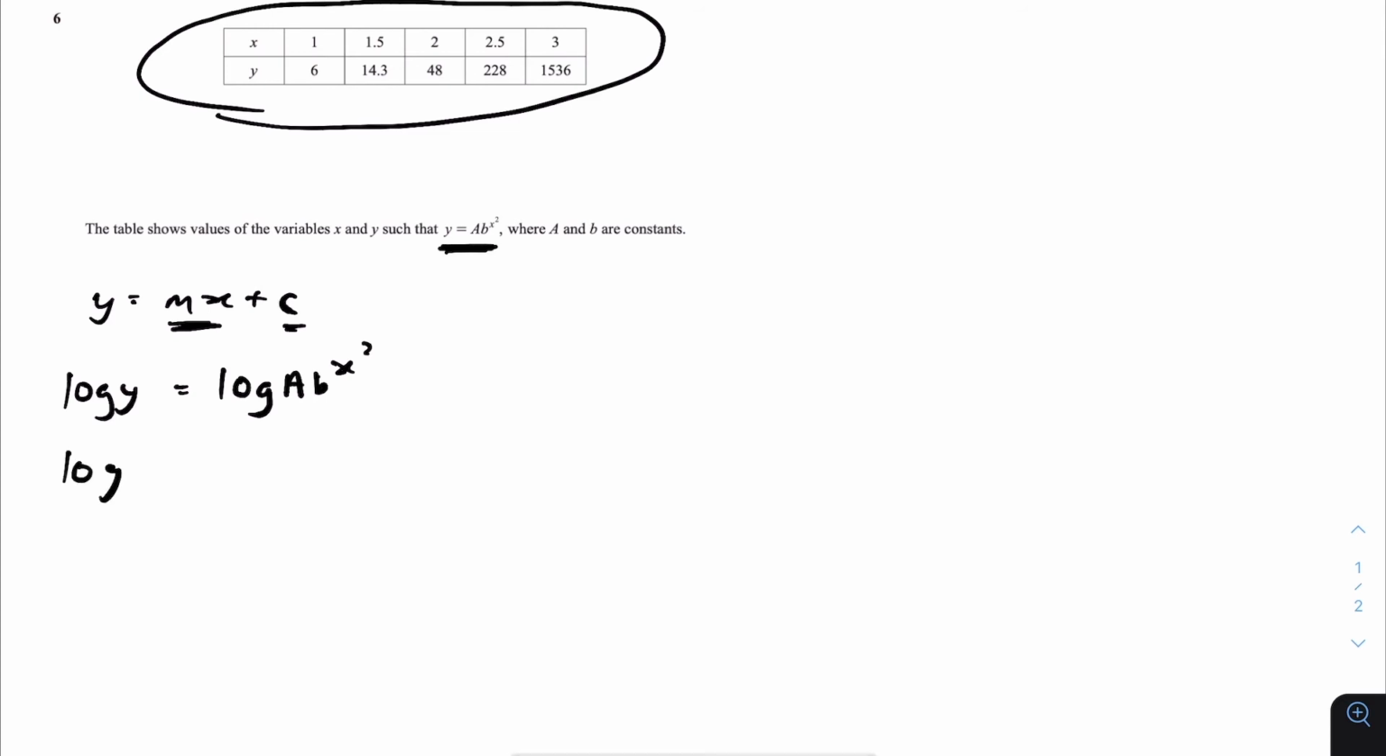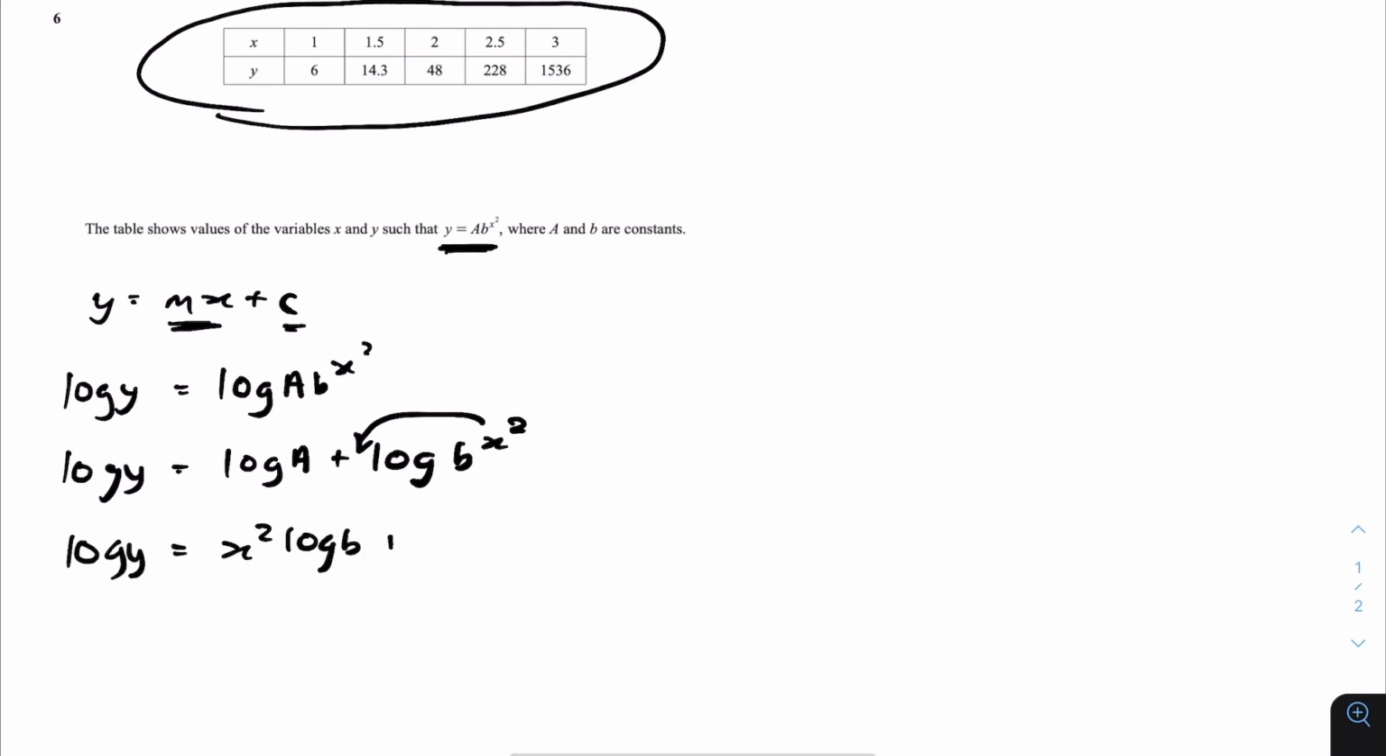So log y equals log a plus log b x squared. And we can use law of logarithms to bring this down. So log y is equal to x squared log b plus log a. And we've got everything we need to know. Basically here, this represents y. This represents our m value, this part here at least. Then this represents our x value, and this represents our y-intercept.